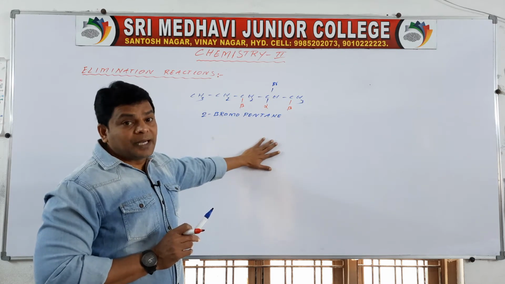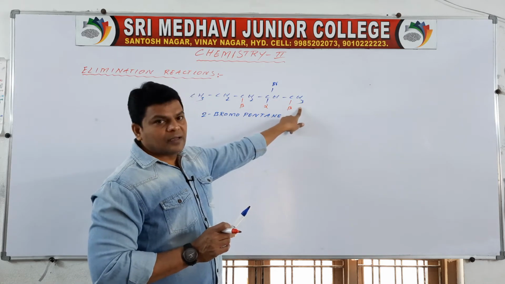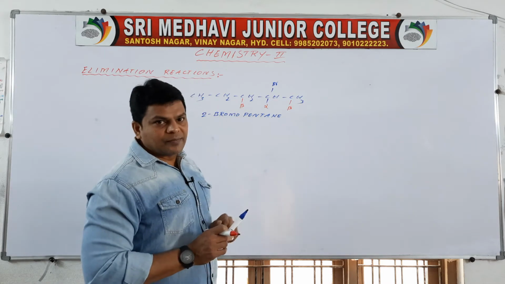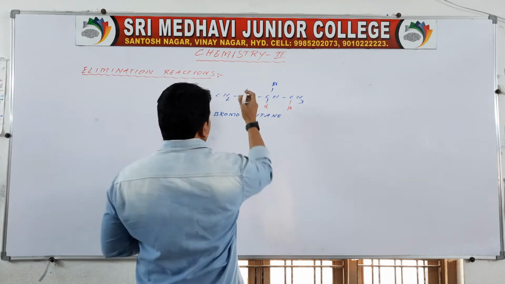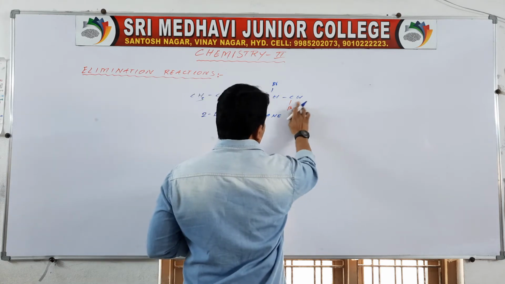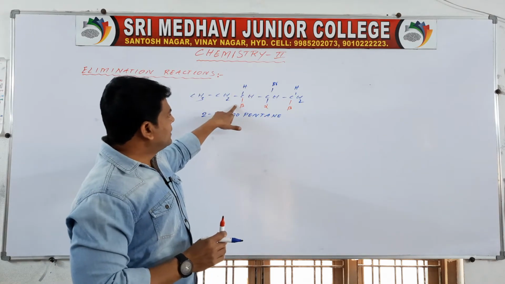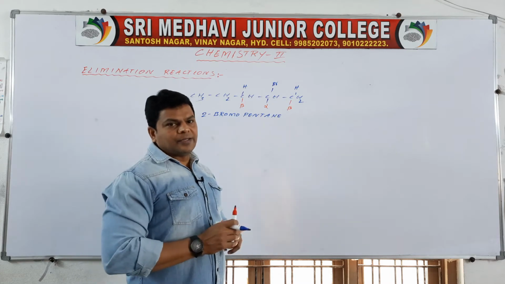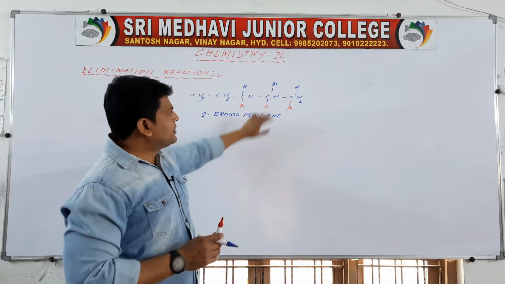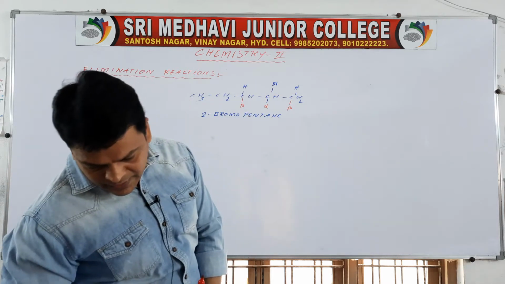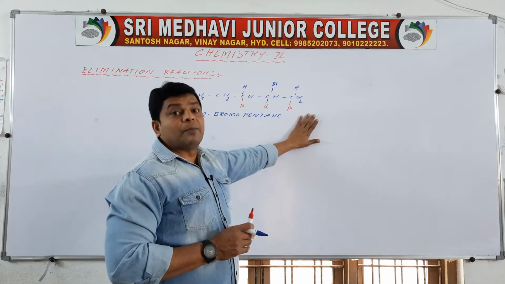Here elimination can take place in two ways. Elimination of beta hydrogen: it has a beta hydrogen on this side and a beta hydrogen on the other side. We may write this hydrogen like this, and this one as CH2 and hydrogen. So elimination can take place in two types. If this elimination takes place, what type of product is formed? We are going to discuss. If this elimination takes place, it forms a minor product.